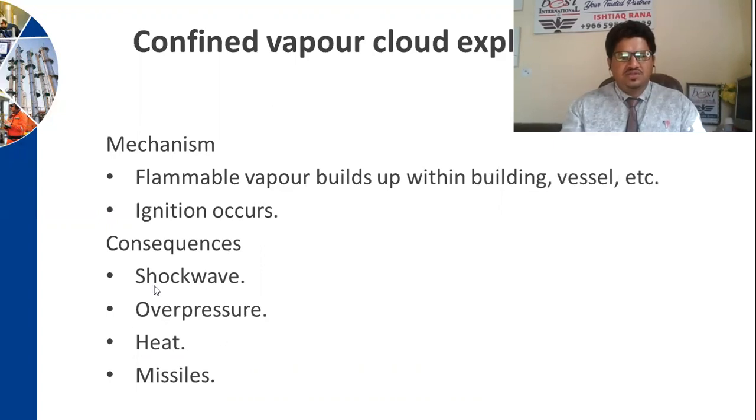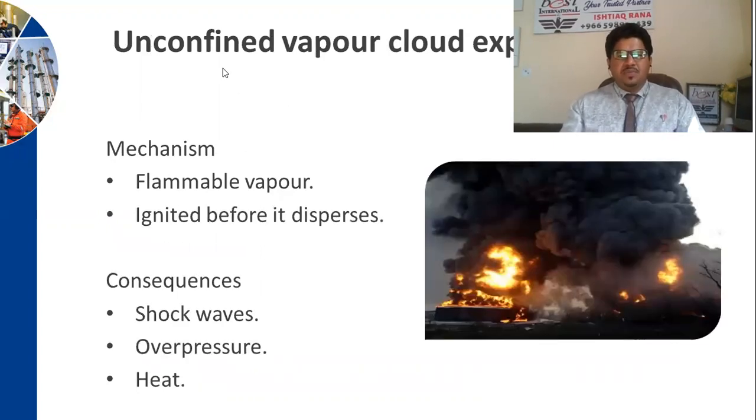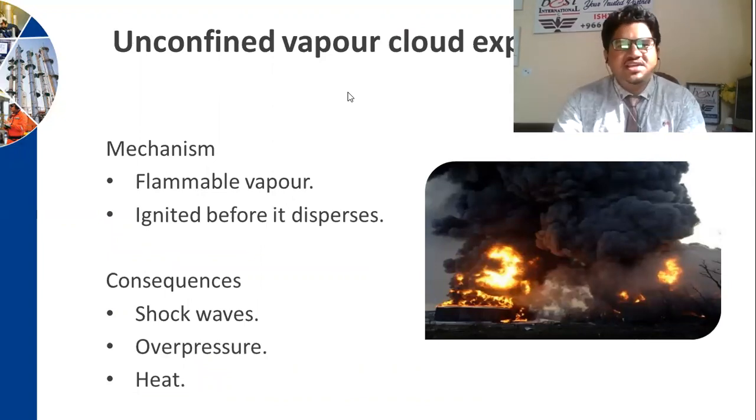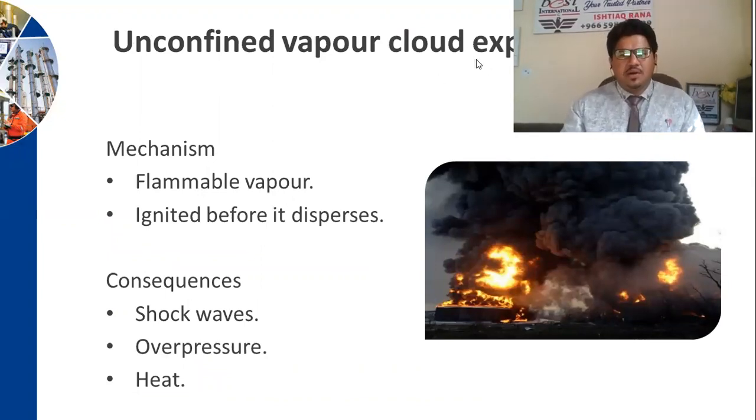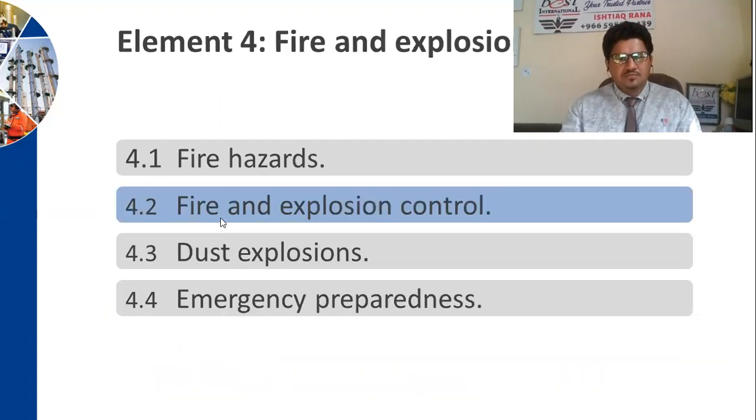Consequences: shock waves, overpressure, heat, and missiles. Now, another one, UVCE, stands for what? Unconfined vapor cloud explosion. You can create a question from it. The mechanism is flammable vapors ignited before they disperse. Consequences could be shock waves, overpressure, heat, etc. Now, these were the different types of fire hazards.